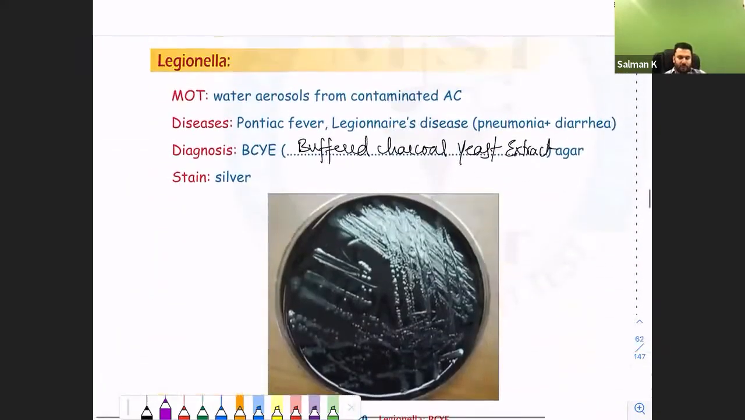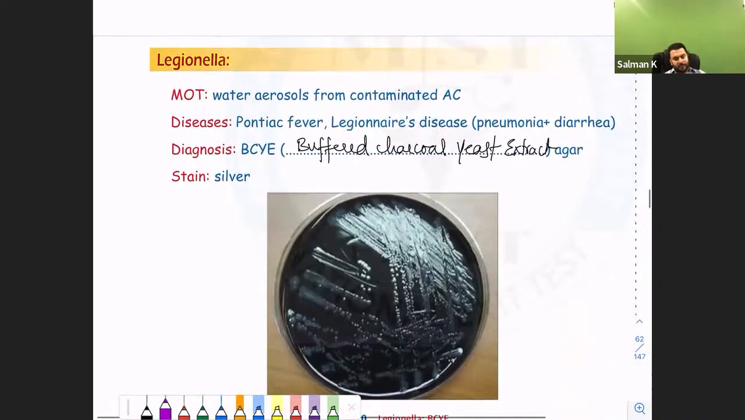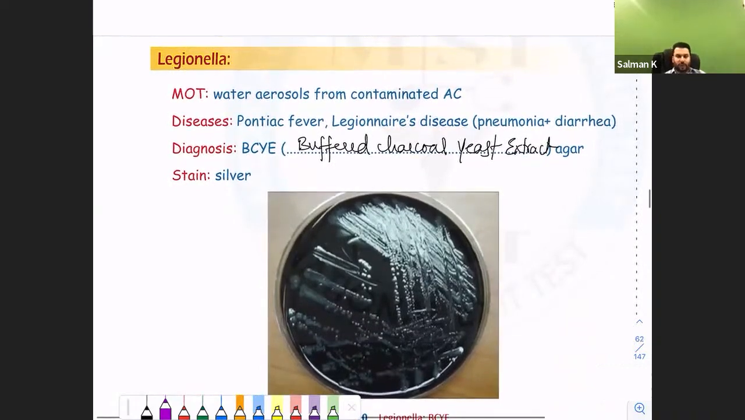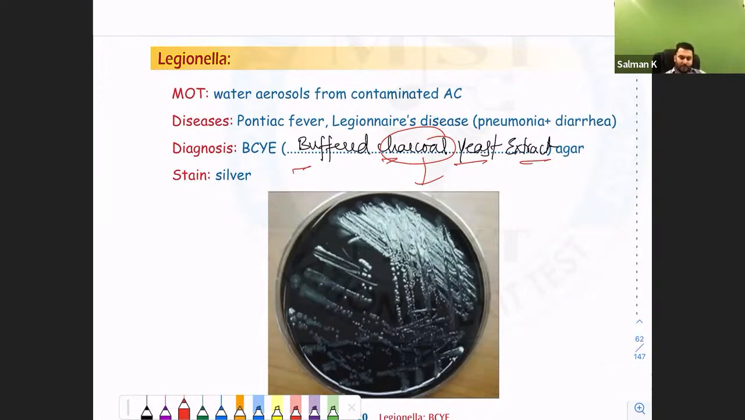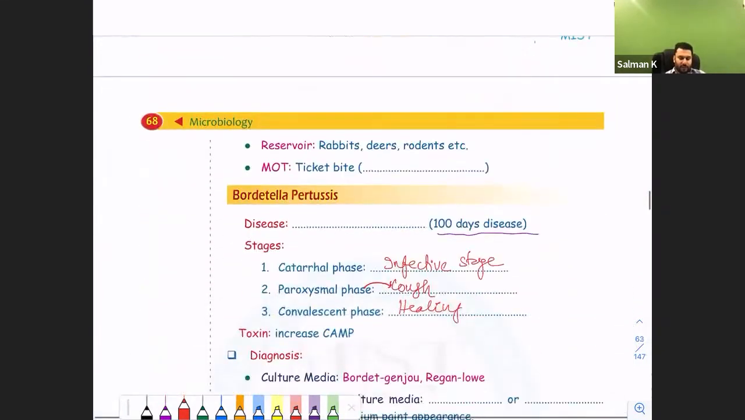Next, Legionella. This is the pneumonia that is coming through the AC. And the culture media, if you notice, is jet black because of the presence of the charcoal. Charcoal, BCYE. What is BCYE? Buffered charcoal yeast extract agar. Okay, so that's about that.